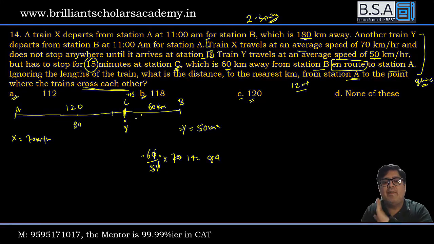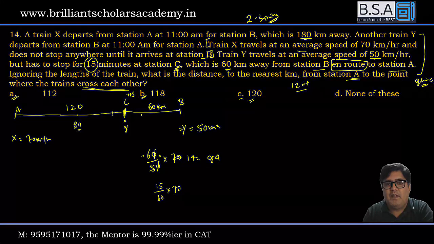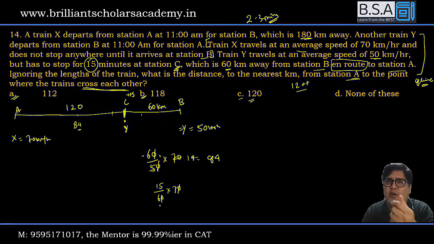So after C, overtake will not happen. What will happen? This train will stay there for 15 minutes. Can I write 15 minutes as 15 by 60 hours? 1 by 4 hour. How much will this train travel further? It is going to be decimals, that is okay. This is 2.5 into 7. This is 14 and this is 3.5. So 17.5 kilometers are traveled further.